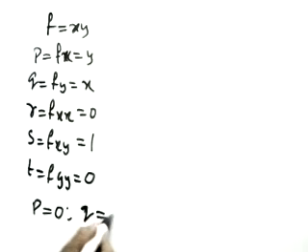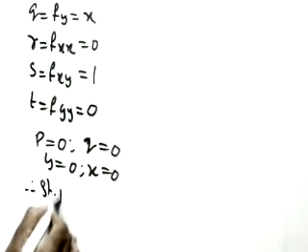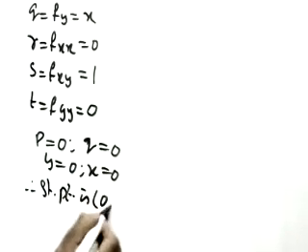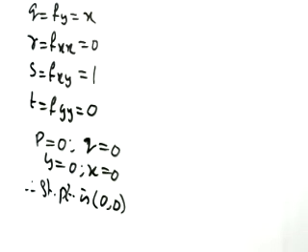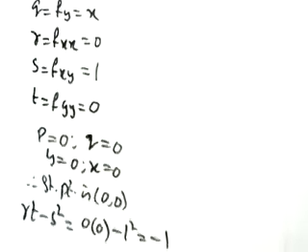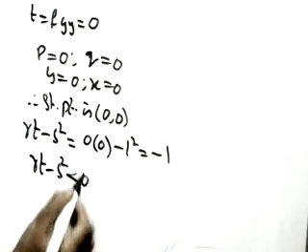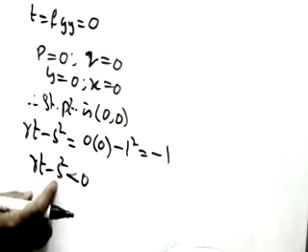What is the second step? We have to make p equals 0, q equals 0. So p equals 0 means y equals 0, x equals 0. Therefore, this is the stationary point, 0 comma 0. So we have to see at 0 comma 0, first we have to see rt minus s square. r is 0 into 0 minus 1 square equals minus 1. So this is the question where we are getting rt minus s square less than 0.